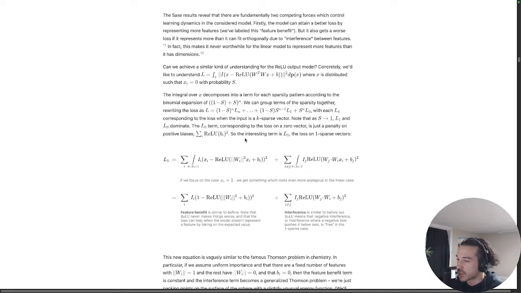Feature benefit is similar to before. Note that ReLU never makes things worse, and that the bias can help when the model doesn't represent a feature by taking on the expected value. And so that sum plus the sum for all i not equal to j of the importance sub j times the squared ReLU of w sub j times w sub i plus b sub j. Interference is similar to before, but ReLU means that negative interference, or interference where a negative bias pushes it below zero, is free in the one-sparse case.